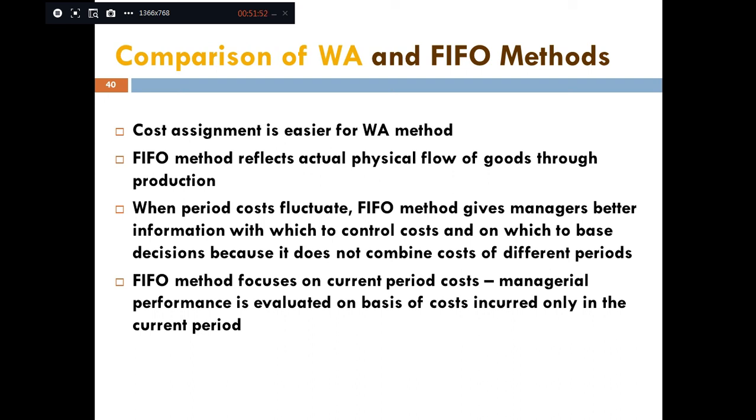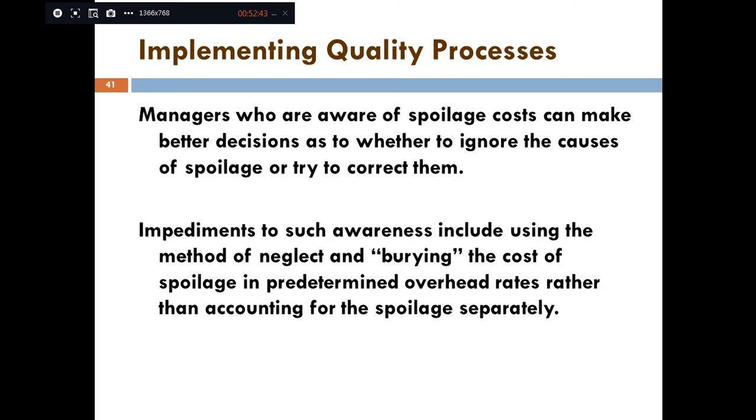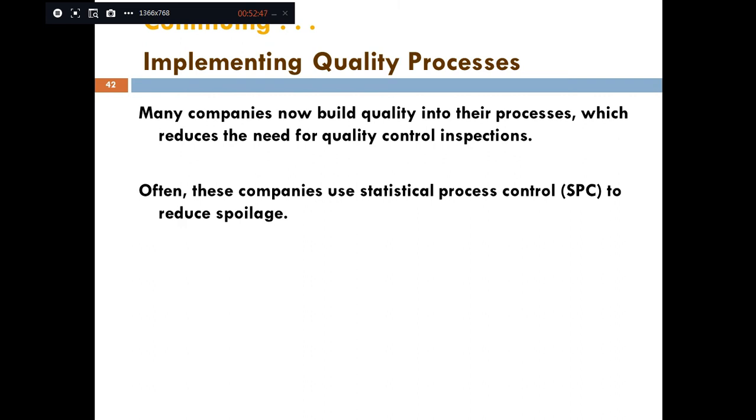So we can implement the quality process. Managers who are aware of spoilage cost can make better decisions as to whether to ignore the cause of spoilage or to correct it. So many companies now build quality into their process, which reduces the need for quality control inspection. So often these companies use statistical process control to reduce spoilage. Statistical process control relies on the idea that natural variation occurs in the process over time due to random factors and is to be expected.